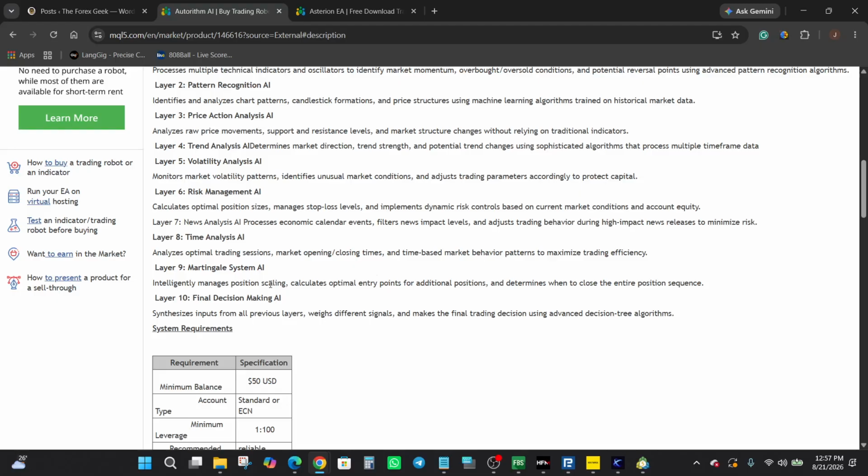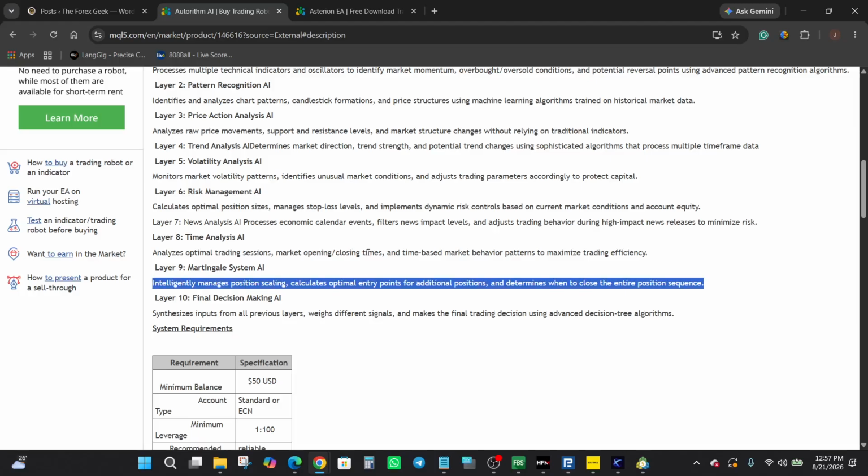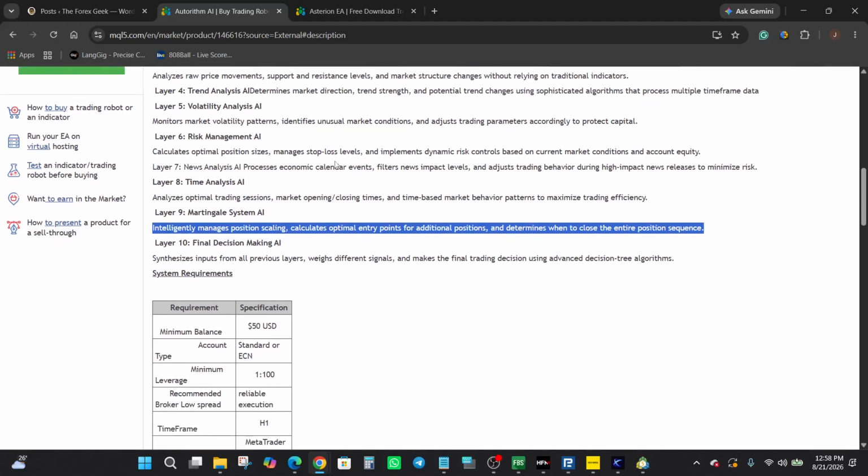So one thing that I want to point out here is layer 9, because the developer explicitly calls it Martingale System AI. According to the listing, this layer manages position scaling, calculates additional entry points, and determines when to close the entire position sequence. So that is important information for anyone evaluating the EA, because martingale based position management can materially affect how a trading system behaves. I'm not making any assumptions beyond what the developer has stated here. The marketplace listing explicitly identifies this component as a Martingale System AI.